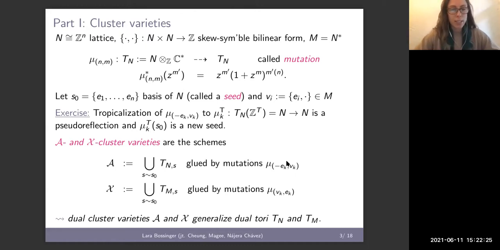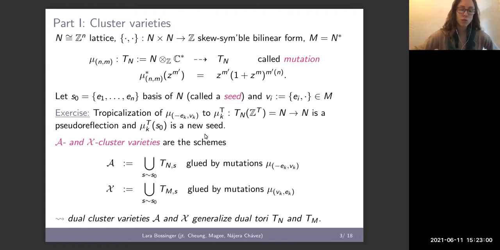So cluster varieties are glued from tori. There are two versions of them, just as we have a torus and a dual torus, we have a cluster variety and a dual cluster variety. The A variety is glued from the tori Tn. And I'm going to glue always along these mutation maps, where the choices of mutation would always be of this form, minus ek vk, and then I'm going from one seed to another using these pseudo-reflections.